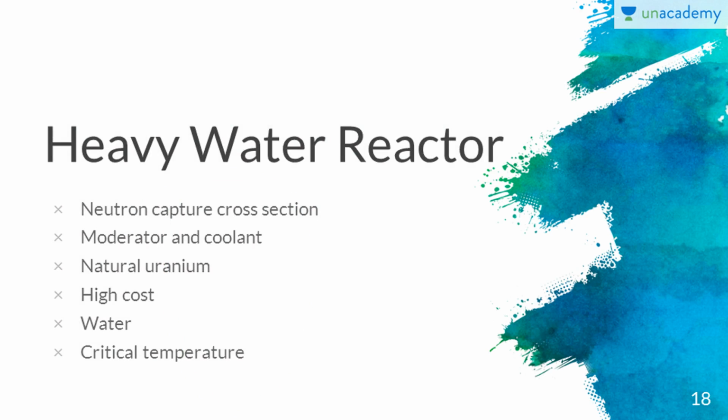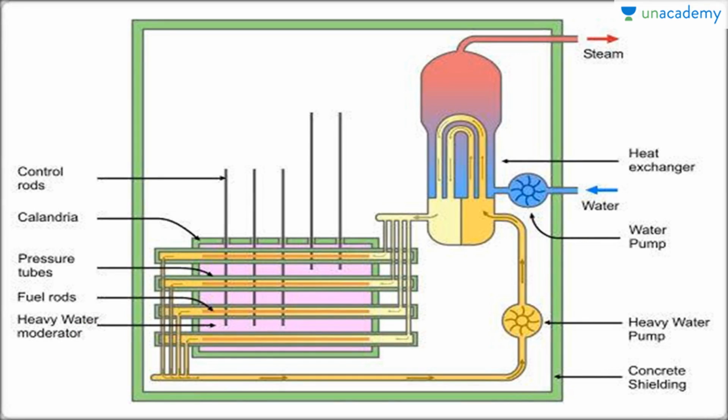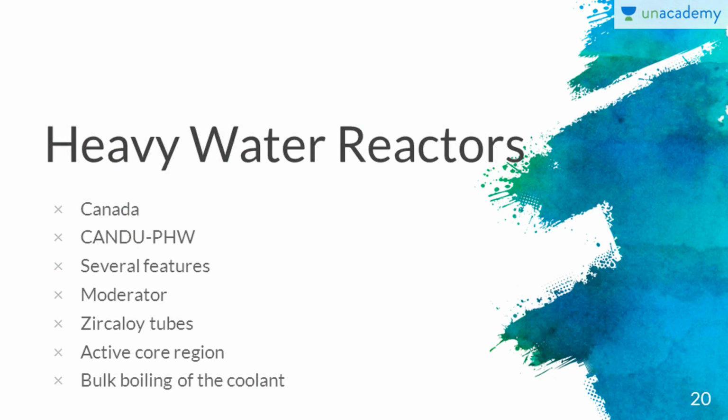So let's move on to heavy water reactors. The very low neutron capture cross section of heavy water makes it an excellent moderator and coolant, and permits the use of natural uranium, with 0.7% of U-235, as fuel. Reactors of this type have good neutron economy and they result in good breeding ratios as well as high fuel burnup and a reduction in fuel cost. The disadvantages of heavy water are its very high cost and, like water, its critical temperature limitation. So you can see the image representation of a heavy water reactor over here.